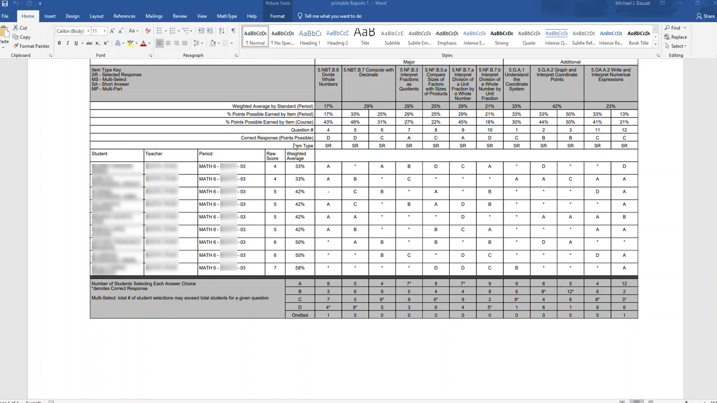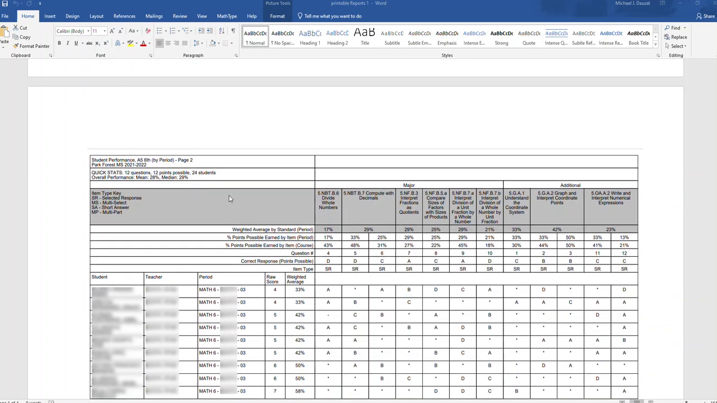You'll even see it here. Correct response, D. So there are 4 students that chose the correct answer. If you recall, when you go back here, there were 24 students who took the test, right? So 4 divided by 24 is 17%. So what that means is this. That means for this item here, item number 4, 17% of the students got it correctly. The percent points possible earned by item is 17%, but there's only one item, so you see 17% listed twice. So that's the weighted average, and the percent possible earned by item, 17%.